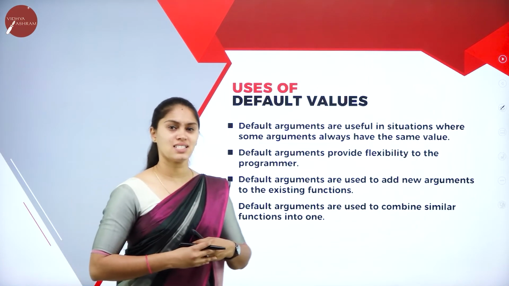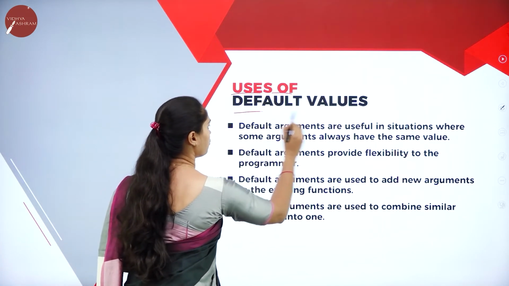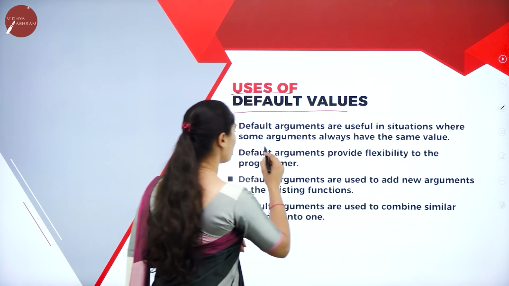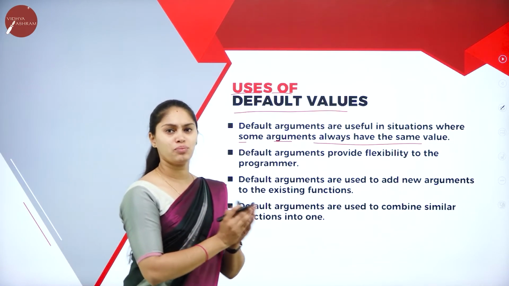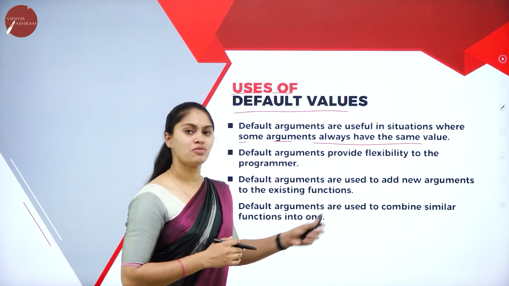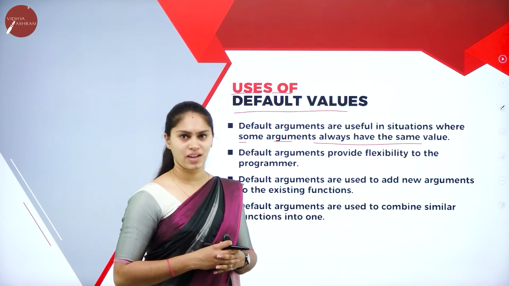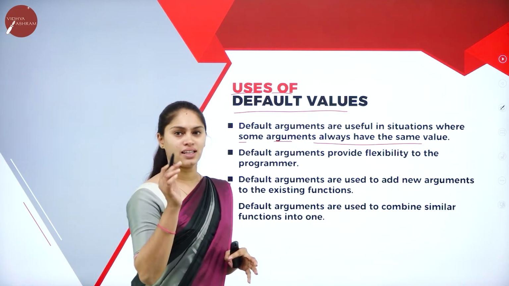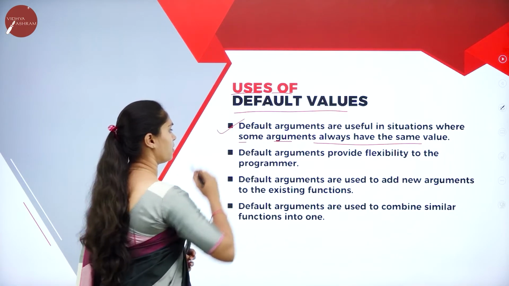Then what are the advantages or benefits of having these default arguments? So we'll see now the uses of default values. Default arguments will be useful in situations where some arguments always have the same value. I want the year to be always 2. I don't want to give any other value in my program or in the function prototype. At that time, I can make that variable a default variable. So I can give some default arguments, or I can assign some default value to that particular variable. So in that situation, default values will be useful.